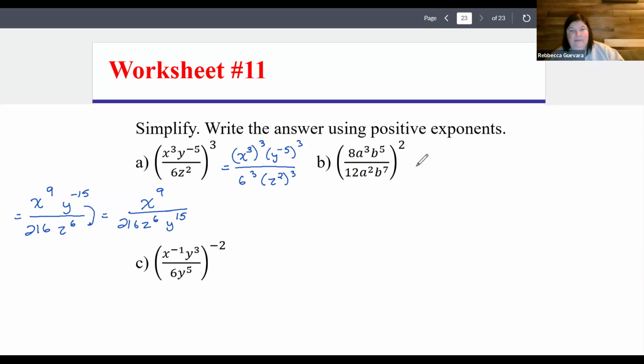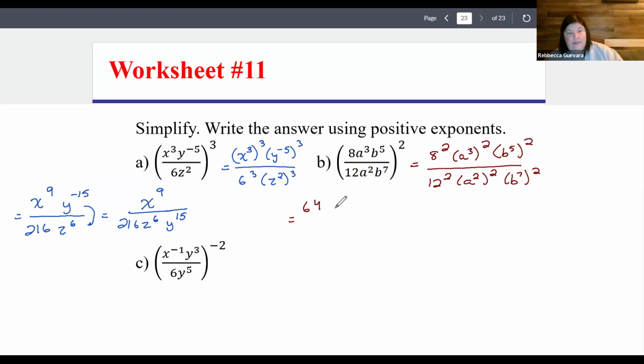All right, so for b, same thing. I can put this 2 on everything. So this is 8 squared, a cubed squared, b to the 5th squared, over 12 squared, a squared squared, b to the 7th squared. So 8 squared is going to be 64.